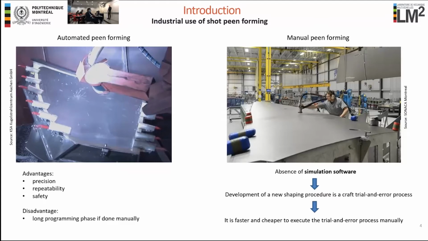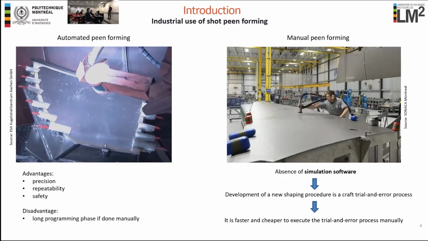The automated process is more precise, more repeatable, and it is even safer because in general, peen forming is a very dusty and noisy process. However, its disadvantage is a long programming phase if it has to be done manually, because one has to literally program the trajectories coordinate by coordinate to make the robotic arm move. And this is one of the reasons why the manual process is still applied nowadays.